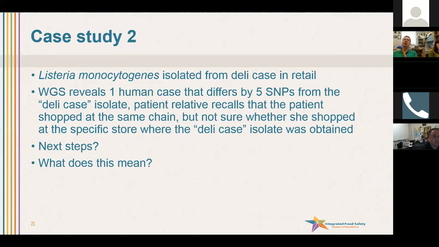So, single case, what I'm going to consider weak epi, potential epi. What are we going to do?